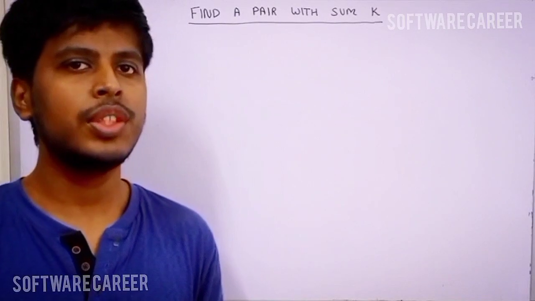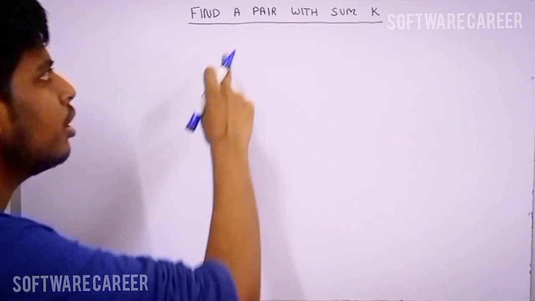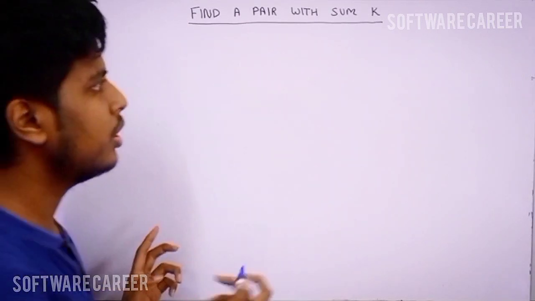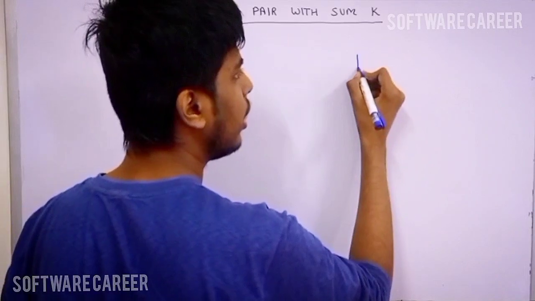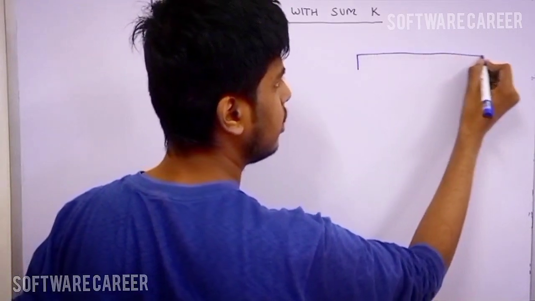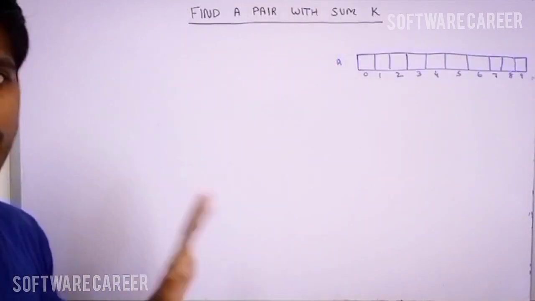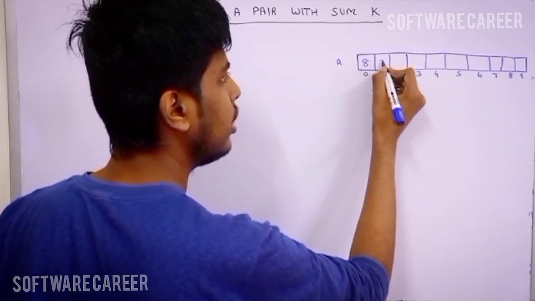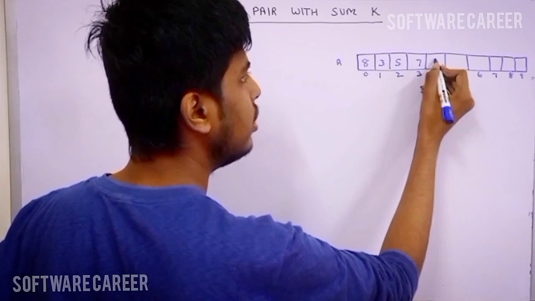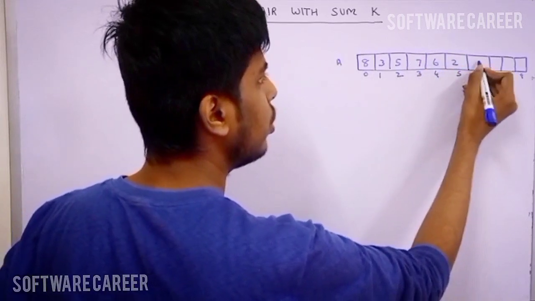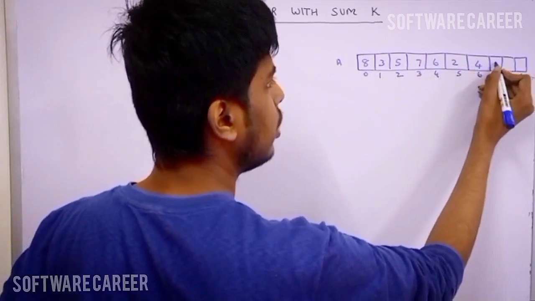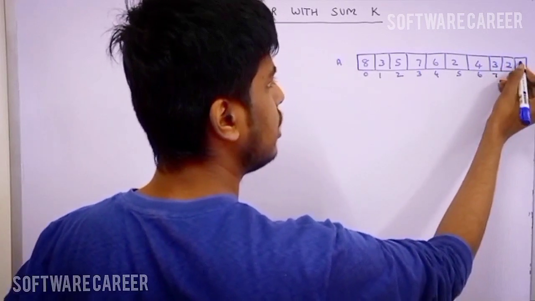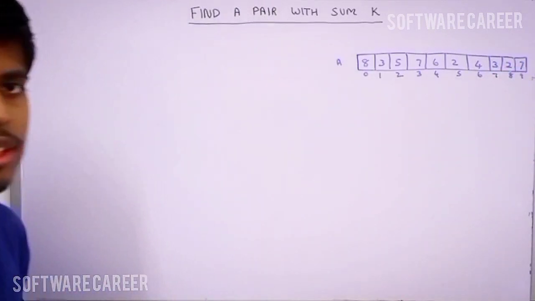Hello everyone. In this video I will teach you how to write code for finding a pair in an array which gives sum k. Now I have an array of size 10, with some random numbers: 8, 3, 5, 7, 6, 2, 4, then 3, then 2, then 7. Suppose these elements are there.